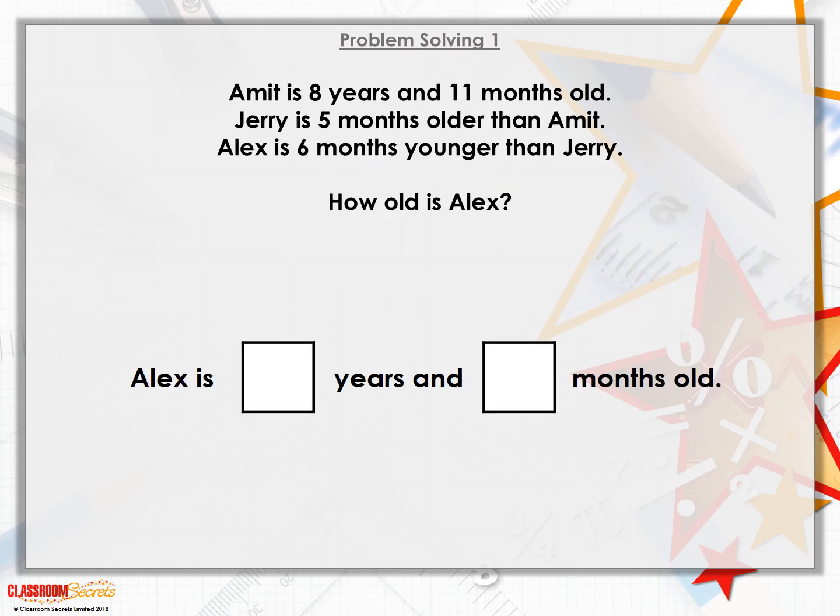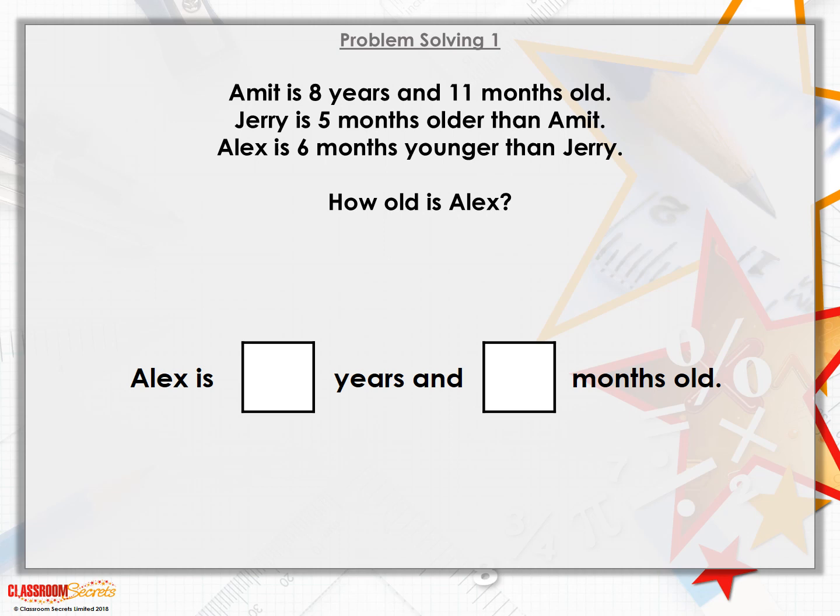So today you are going to be solving your own word problems to do with months, days and years. So let's have a look at this one. Now I'm hoping I'm saying this name right. Emmett is 8 years and 11 months, and Jerry is 5 months older than Emmett. Now Alex is 6 months older than Jerry. How old is Alex?